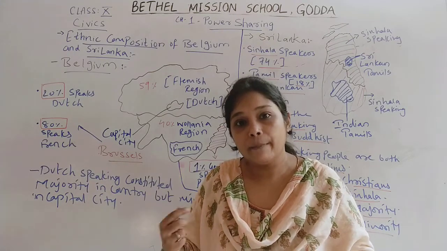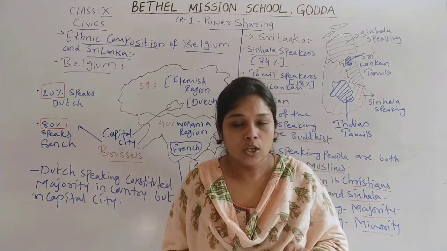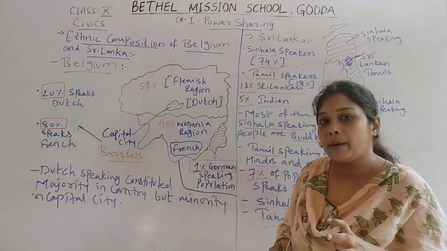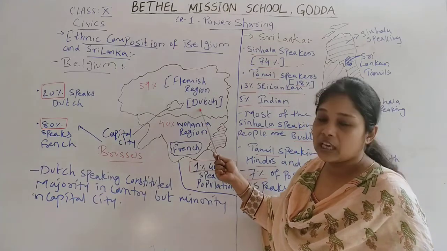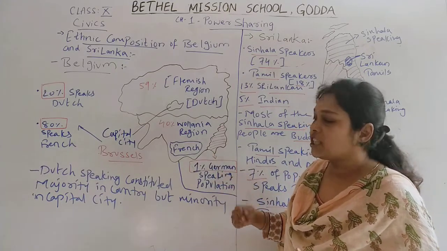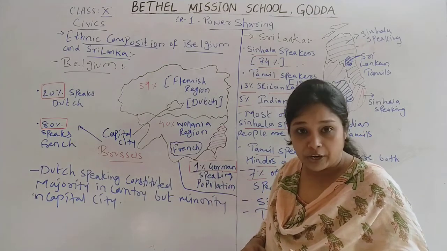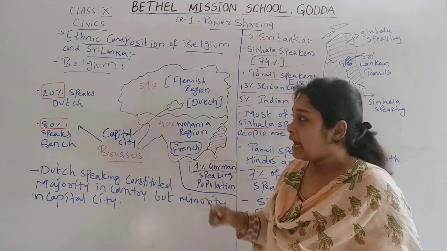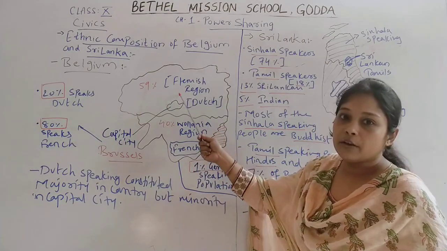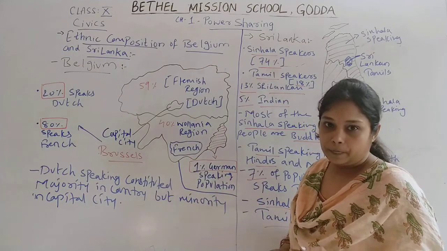That is why in Belgium also there is 1% of people who speak German. So when we talk about ethnic groups, there are 2 main ethnic groups in Belgium. One is Dutch speaking people and another is French speaking people. 40% of the population speaks French and 59% speaks Dutch. And Dutch people live in the Flemish region and French people live in the Wallonia region.